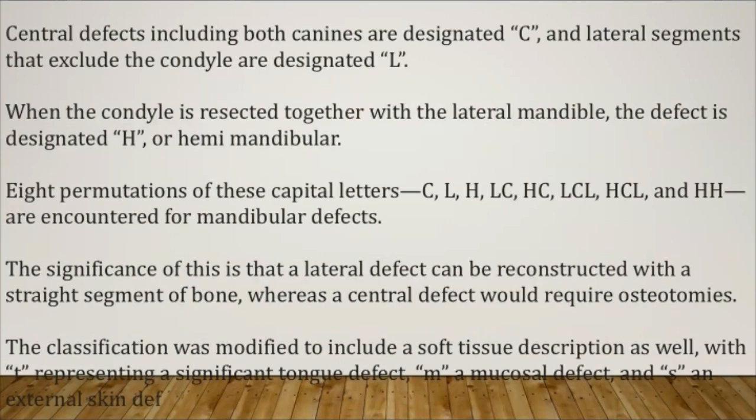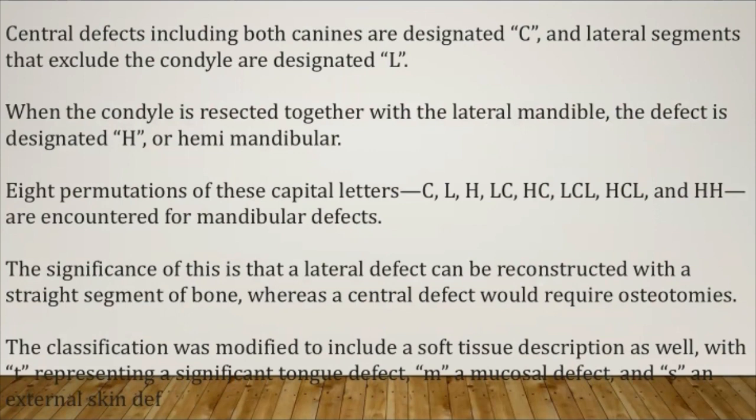Central defect, including the canine, that's from canine to canine, is designated C shape. Then lateral segment, excluding the condyle, is designated as L shape. When the condyle is resected together with the lateral mandible, the defect is designated as H shape, or hemimandibulectomy. So, permutations of the capital letters.